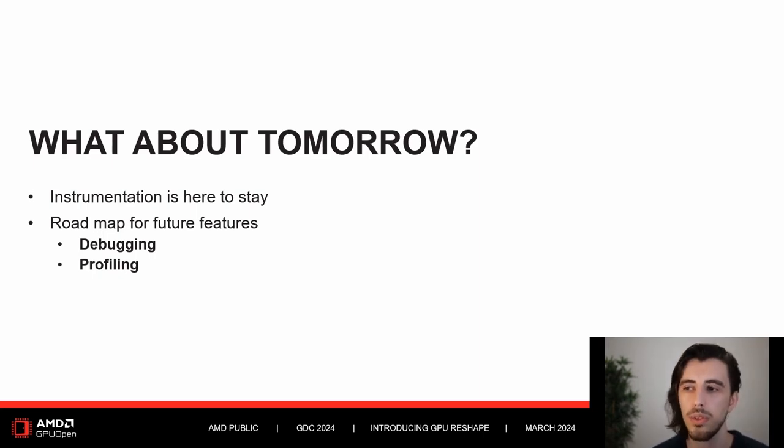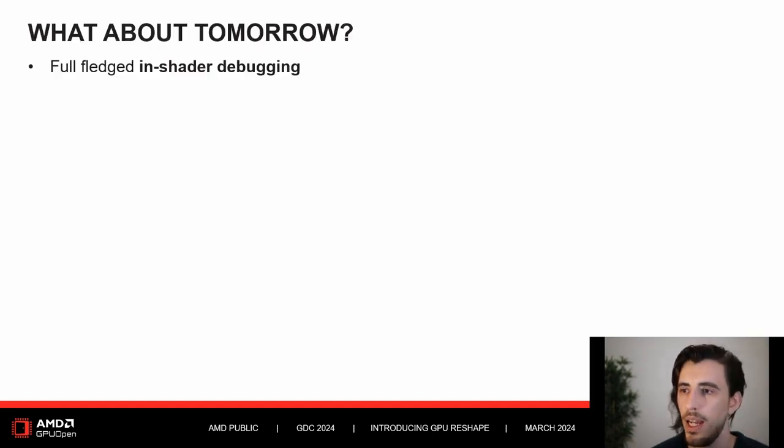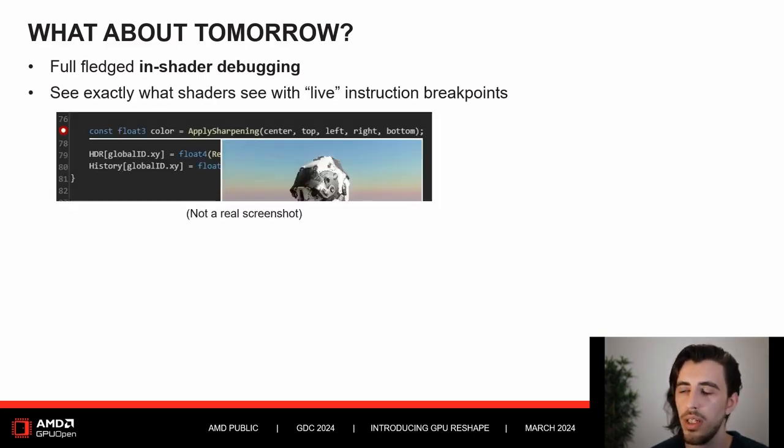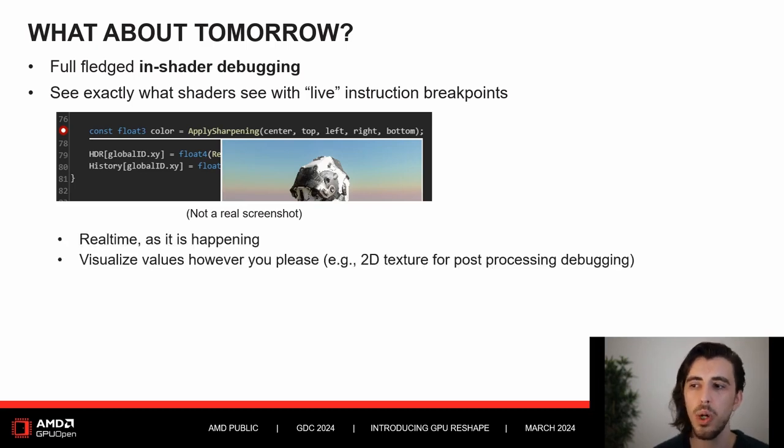Specifically, I want to be able to talk about debugging and profiling in GPU Reshape. I want to provide full-fledged in-shader debugging, but not in the typical sense. These are what I call live breakpoints, where shader execution is not stopped. Imagine, if you will, a post-processing tone mapping pass transforming color spaces, but something's wrong. You suspect one of the transformations is producing invalid data.